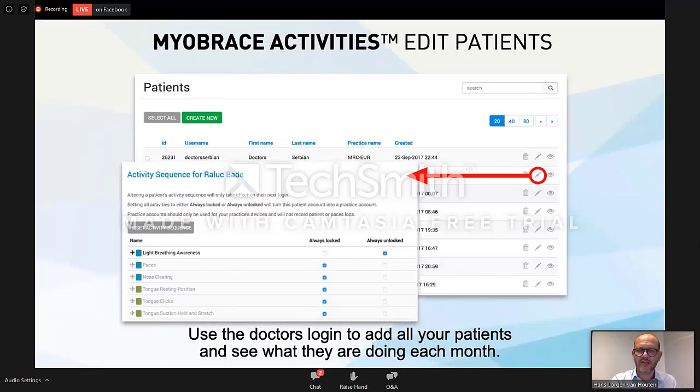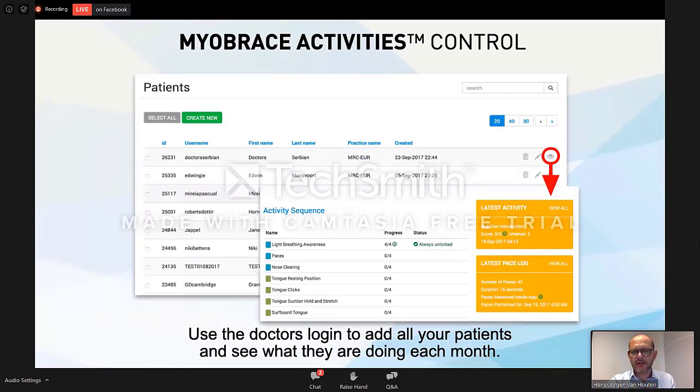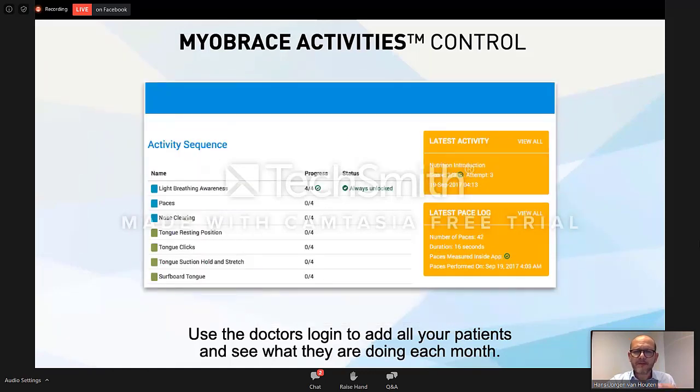Again, you as a doctor are in control of what kind of activities the patient is doing. Like I told you, the program also shows you what the latest activity was, what kind of paces were logged, so what kind of logs were there. So you can follow what the patient is doing. You are in control, you are in charge.